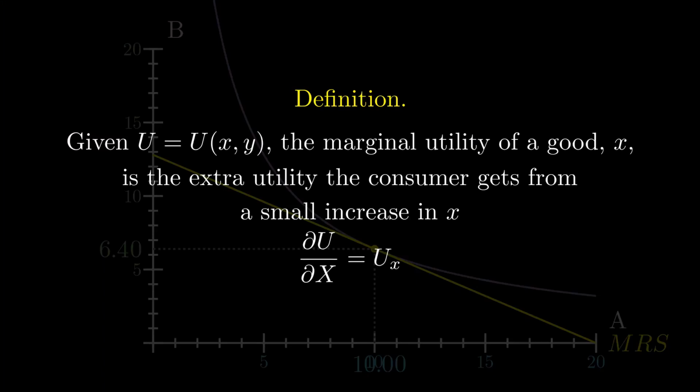Just as a note here, the textbook uses the notation u subscript x to stand for the derivative of u with respect to x, which is the marginal utility of x. Here we're going to show that the marginal rate of substitution is related to the marginal utilities of the two goods in a very particular way.